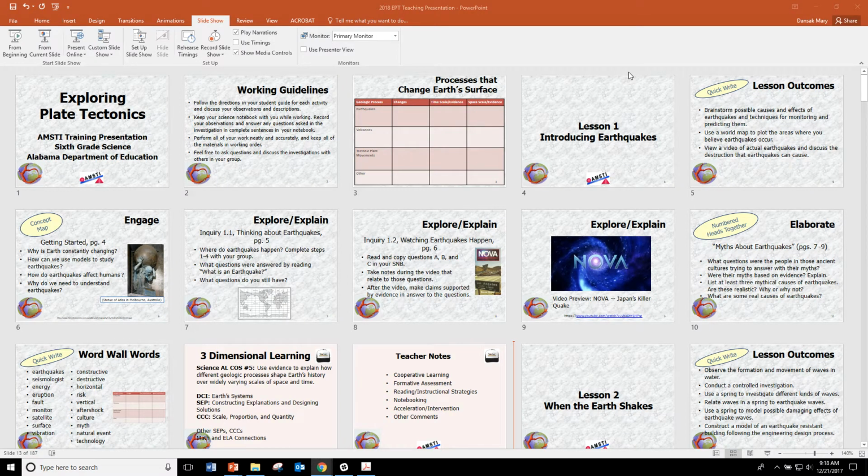Hello, let's talk about Lesson 1, Introducing Earthquakes. In this first lesson, it is a pre-assessment for you to learn more about what your students know and about their misconceptions about earthquakes. Now, they will learn a bit about earthquakes in this lesson, so they do need to be prepared to start working on this chart.